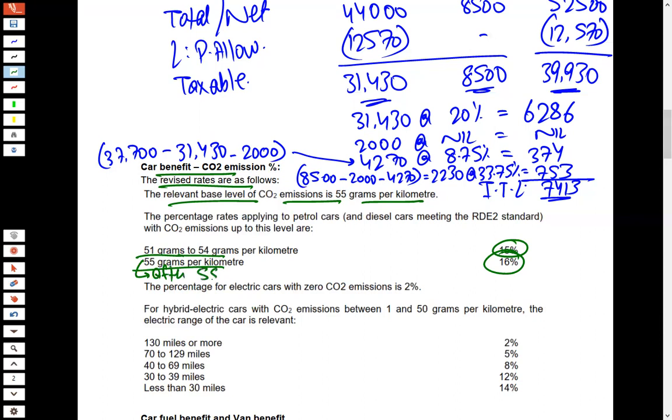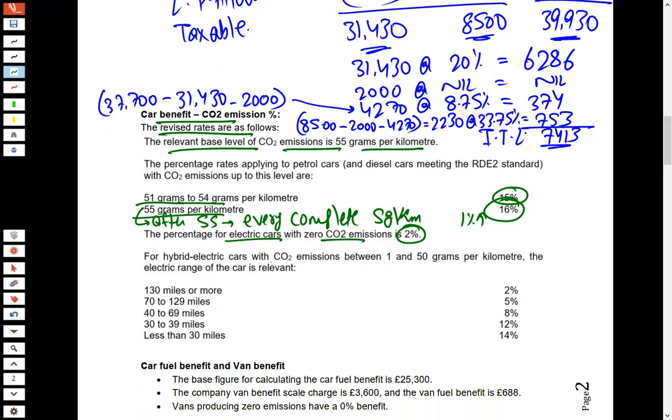After 55, on increase of every complete 5 grams per kilometer, 1% goes up. There was a concept of zero CO2 emission cars. So for an electric car with zero CO2 emission, it is now 2%. Previously, it was 1%. And for hybrid electric cars with CO2 emissions between 1 and 50 grams per kilometer, the percentage depends on the electric range of the car: 130 miles or more, 70 to 129, 40 to 69, 30 to 39, and less than 30.